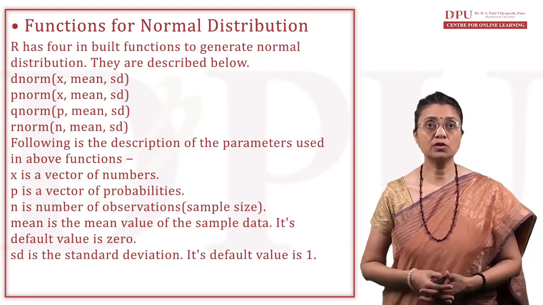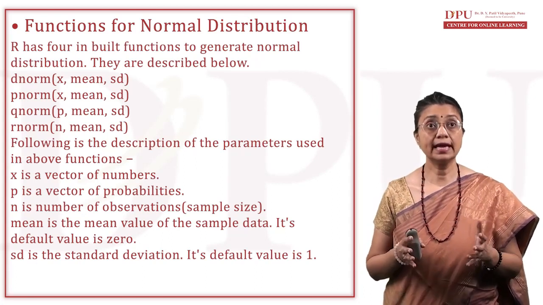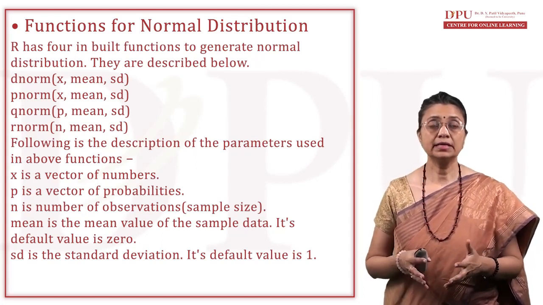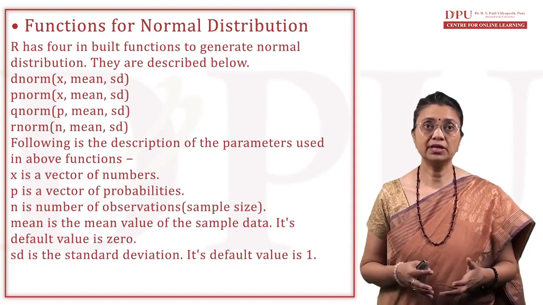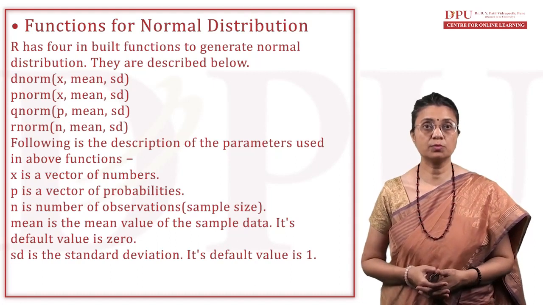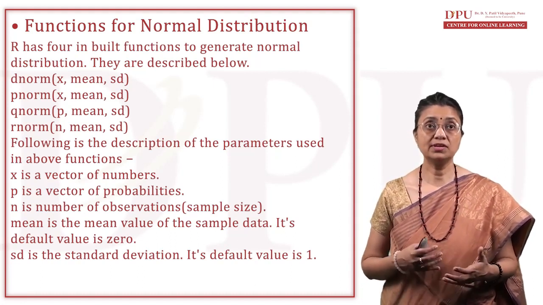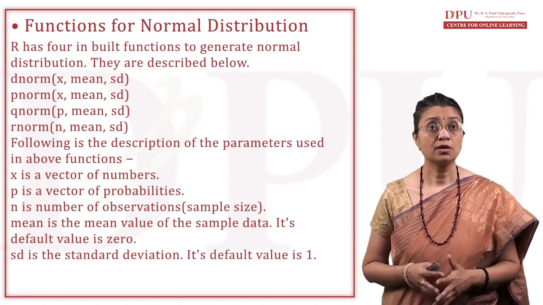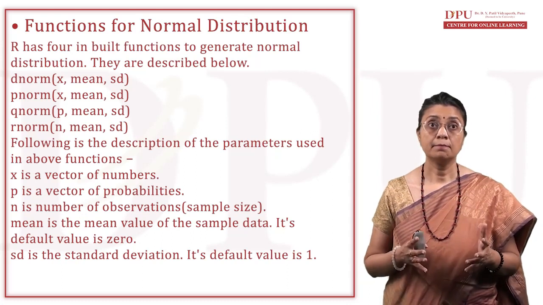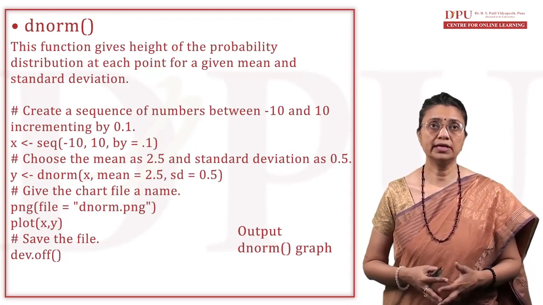When we talk of pnorm, we take the vector of probabilities, we take x as the number, mean and standard deviation. When we take qnorm, we take p as the vector of probabilities, mean and standard deviation. And when we take rnorm, we take n as the number of observations, which is the sample size, mean and standard deviation. Now, let's talk about dnorm.